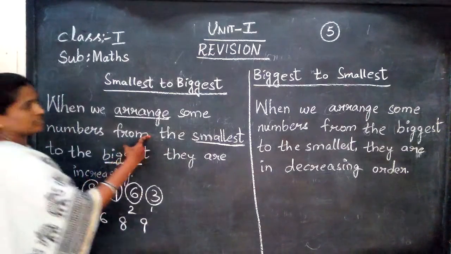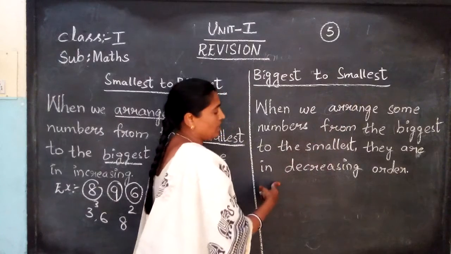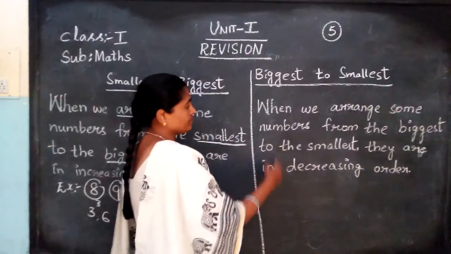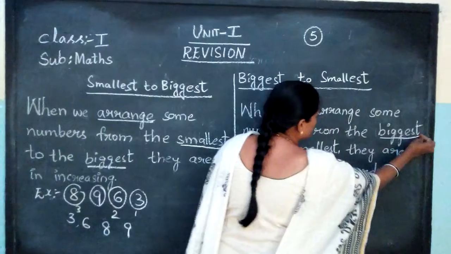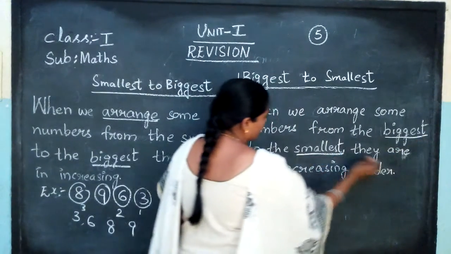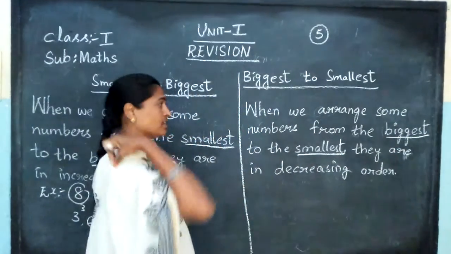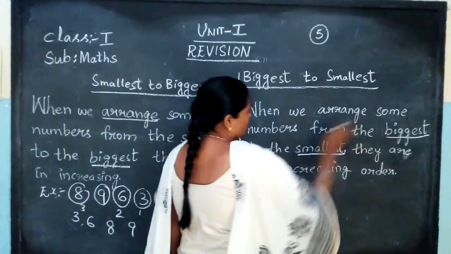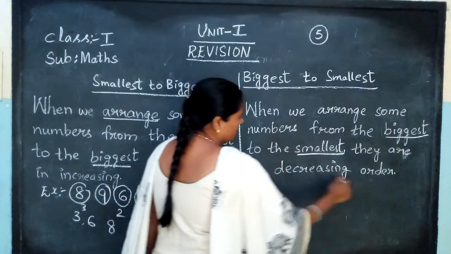Smallest to the biggest. Next one is biggest to the smallest. It is the descending, decreasing order. When we arrange some numbers from the biggest to the smallest, they are in decreasing order. Again I will explain, children. We are arranging the numbers from the biggest to the smallest. They are in the decreasing order.